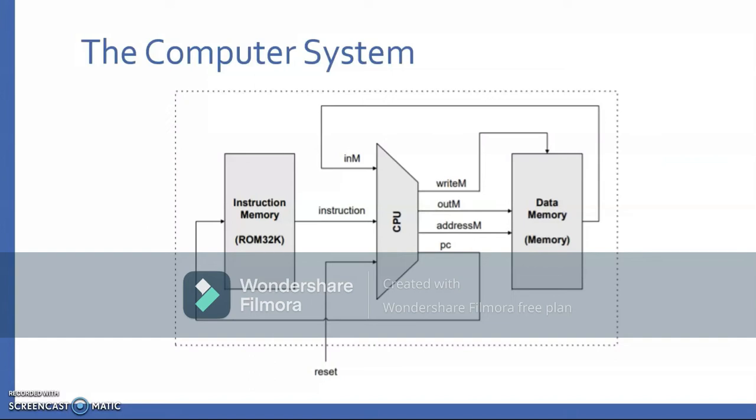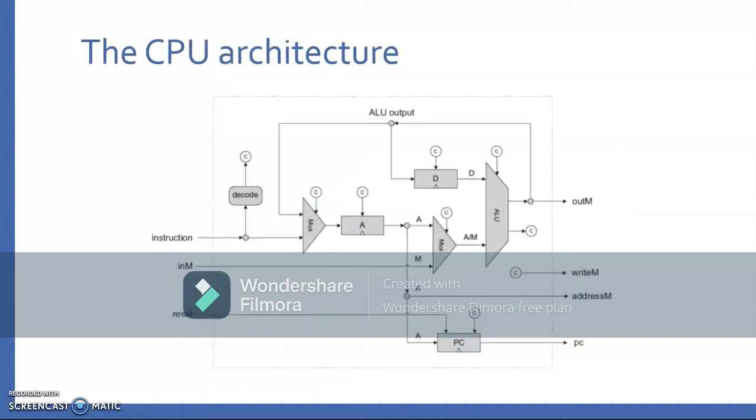Furthermore, along with the inputs, the CPU has several outputs that are connected to the instruction memory and the data memory as well. These outputs are called writeM, addressM, outM and PC, or the program counter. Going back to the given CPU architecture, we can see that the ALU gives an output that is written to the data memory. In order to do so, the CPU must specify a few things.